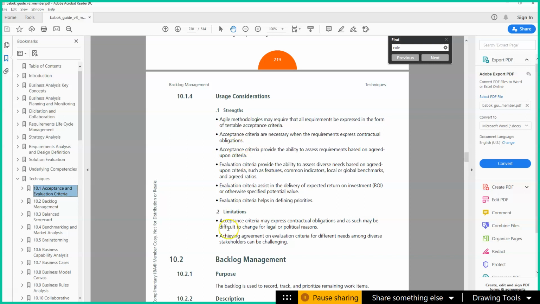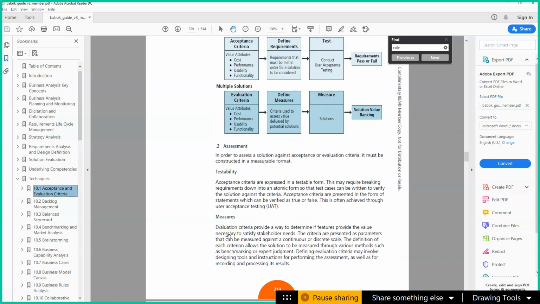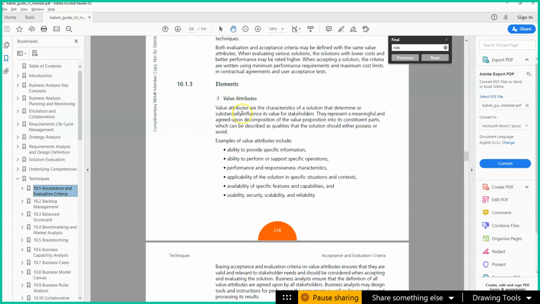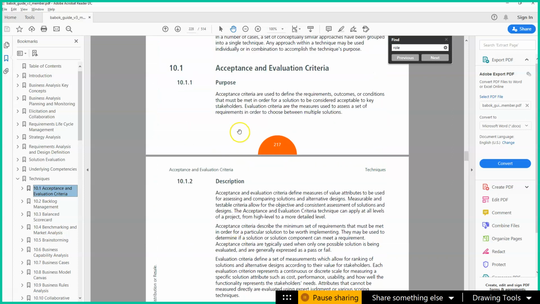What are its strengths and limitations? That's what's going to help you from the perspective of ECBA and CCBA for your knowledge and theory questions. Your knowledge and theory questions are not going to ask you about testability or measuring or value attributes. It's going to ask you which of the following techniques helps us define the requirements, outcomes, or conditions that must be met in order for a solution to be considered acceptable. And you're going to have options, and you're going to know, oh, that's acceptance and evaluation criteria.